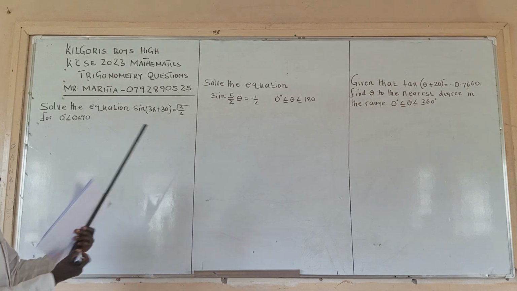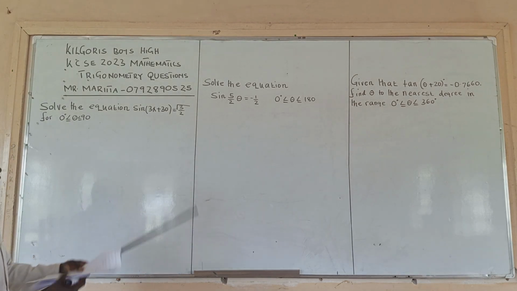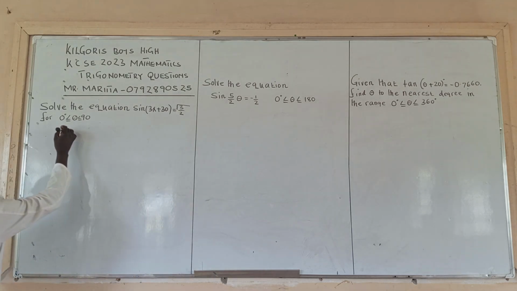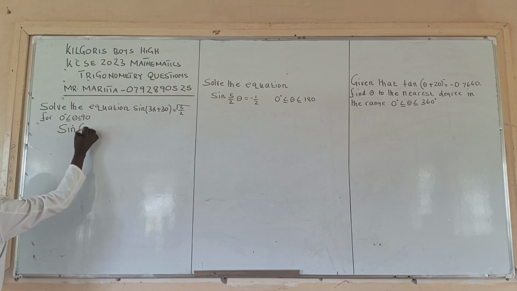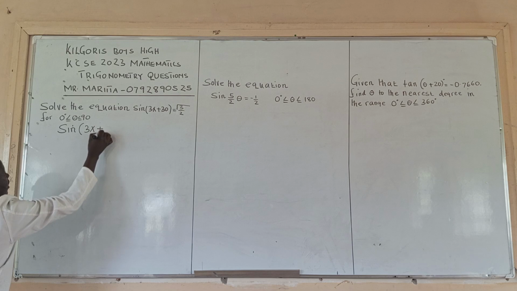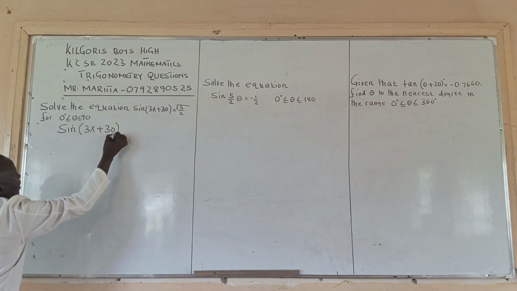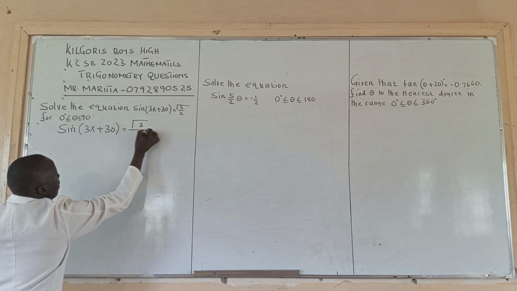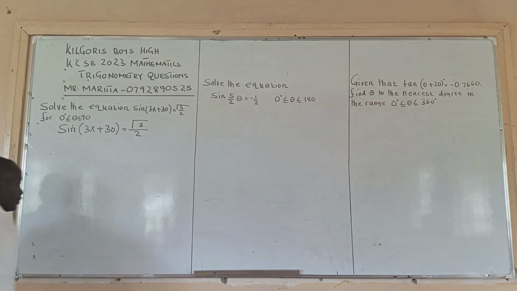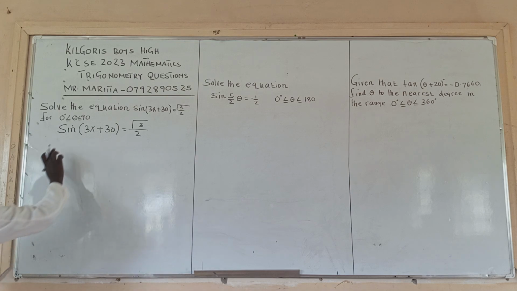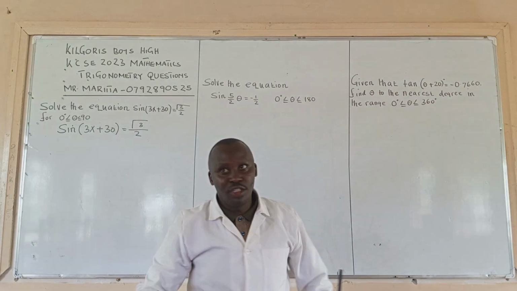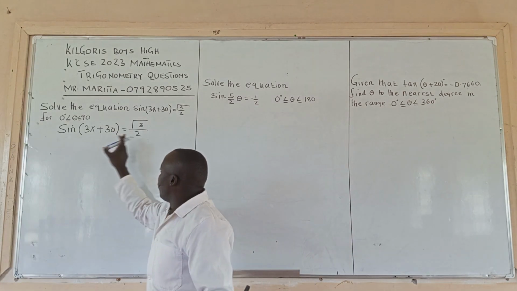So first of all, we have sine of (3x plus 30), which is equivalent to root 3 divided by 2. First of all, you find the sine inverse on both sides. I'm using a very simple method: you find the sine inverse on both sides.